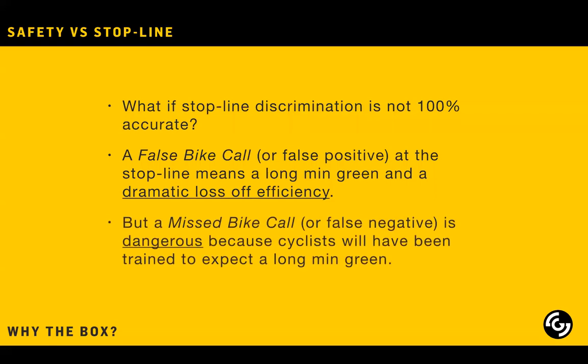On the other hand, with stop line discrimination, a missed bike call is dangerous because cyclists have been trained to expect the long minimum green that you've previously been serving them. And you also have no opportunity to recover from that mistake, as once they leave the stop line in the field of view, you don't know what happens in the intersection.